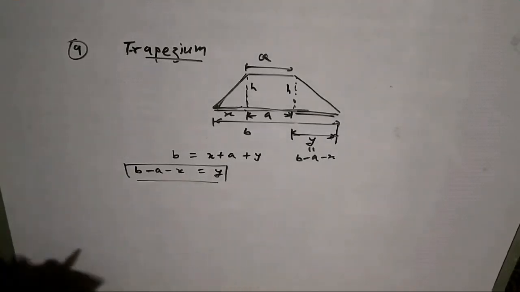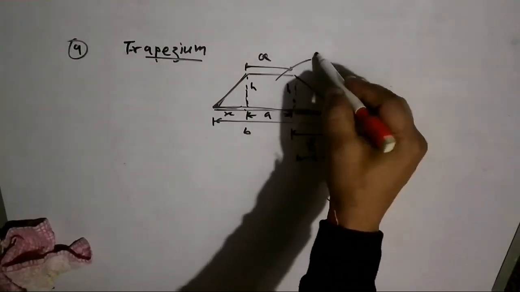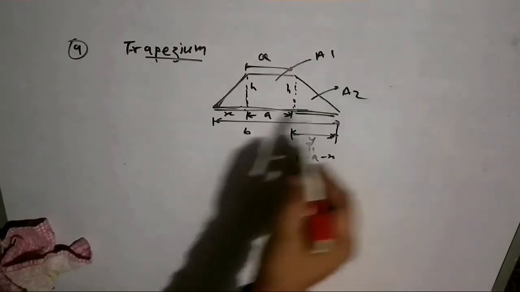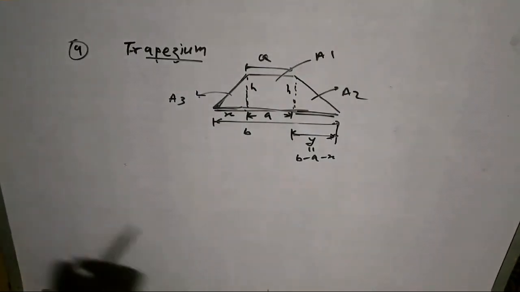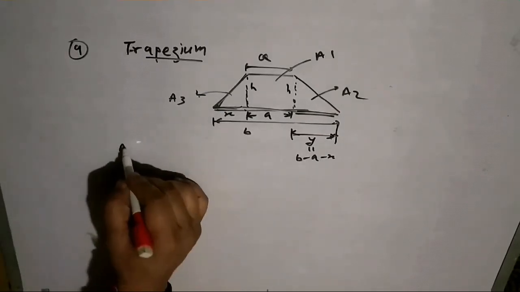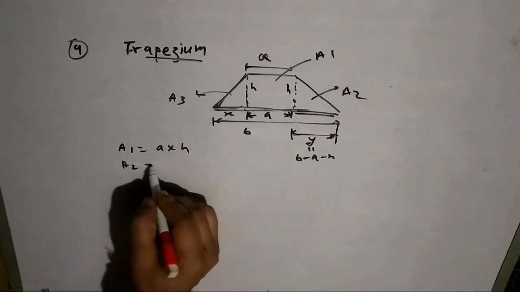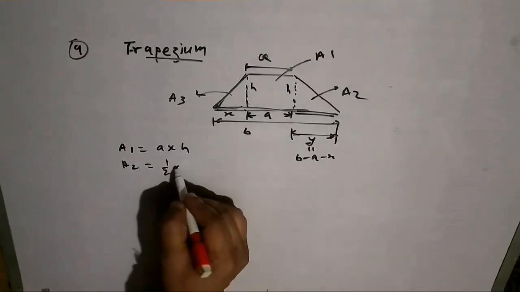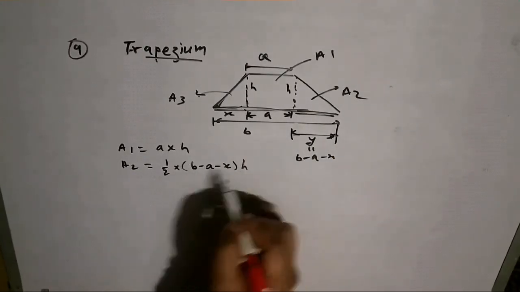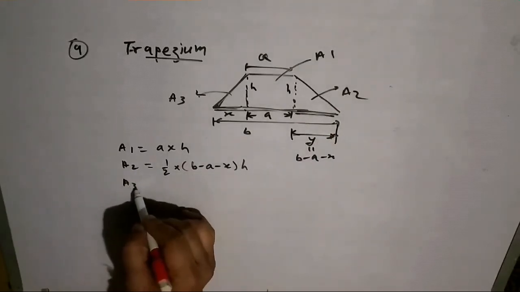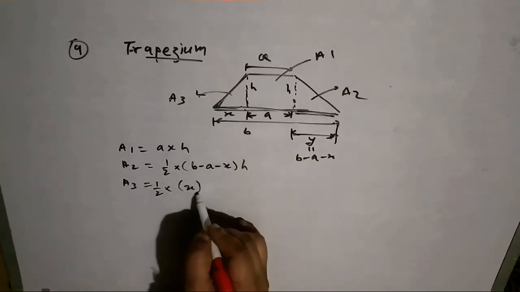So now you can calculate the total area. Here there are three areas: a1, a2 and a3. The area a1 is a rectangle, so a into h. Area a2 is a triangle, 1 by 2 base into height, where the base is b minus a minus x and the height is h. And the area a3 is again 1 by 2 base into height, a triangle with base x and height h.